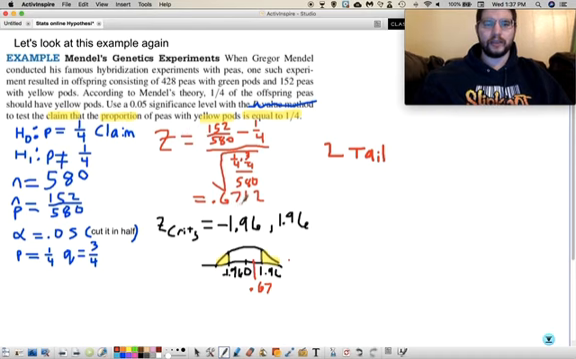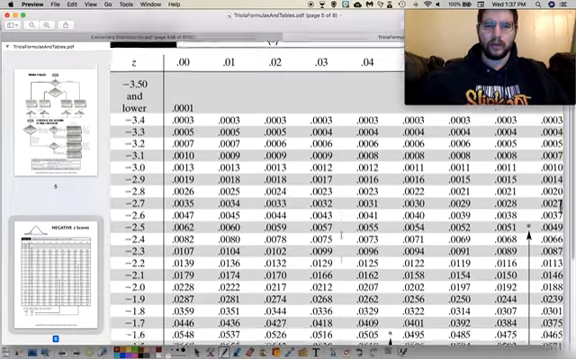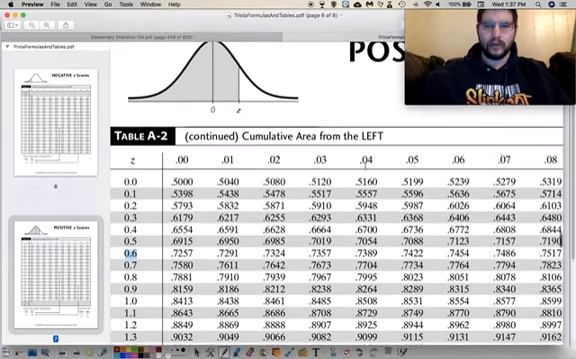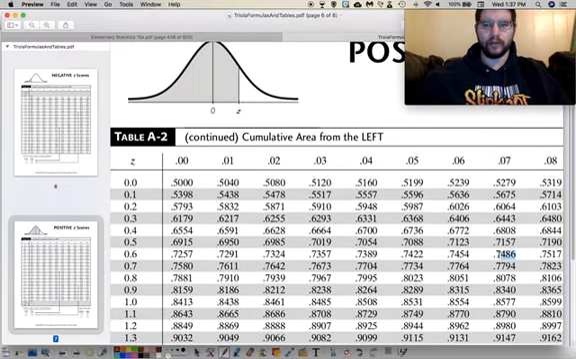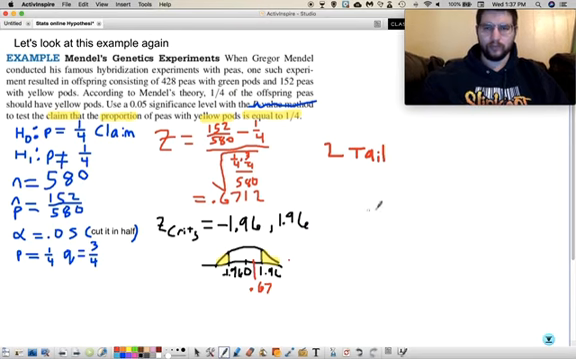So we found our test statistic was 0.67. Well, 0.67, that's to the right of our mean, right in the middle. So we're going to have to do the area to the right of this 0.67 and double it. So if you use the chart, look up 0.67. So that's right here. That gives us 0.7486. I'm going to write that down. So 0.7486.